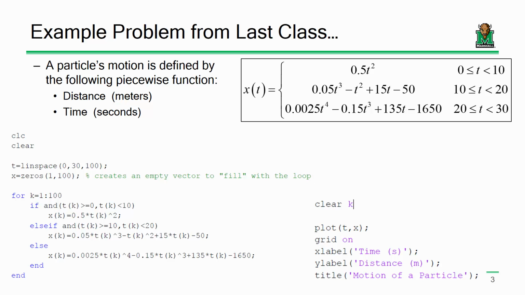All right, so CLC and clear both clears the screen and clears all the previous variables, so we all know what that does. Now linspace is creating a vector, and it's from 0 to 30, which is our time range, and then 100 points. And so we're going to be calling that our time vector. And then x is the position vector, and we're filling it in with zeros just so that there is a variable that inside of this for statement, it can start writing in the calculations inside of this empty matrix.